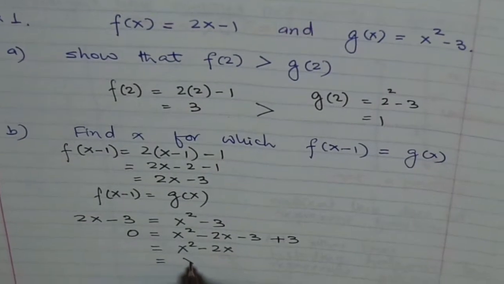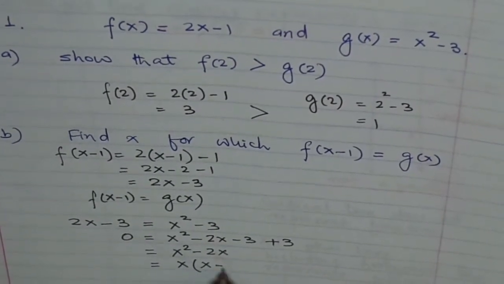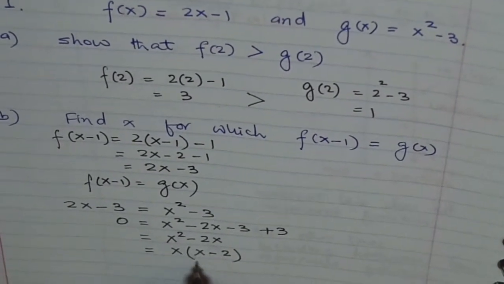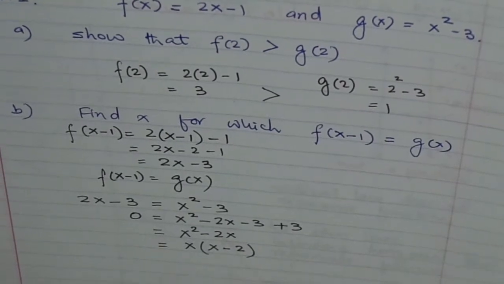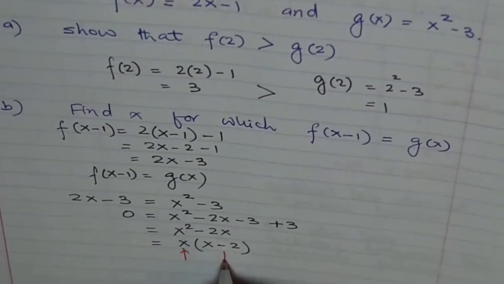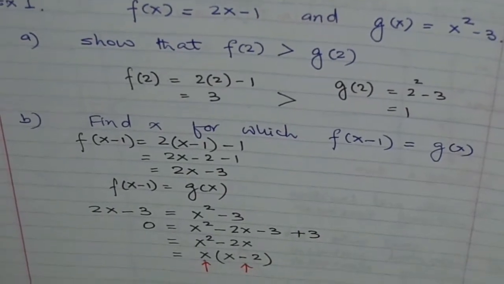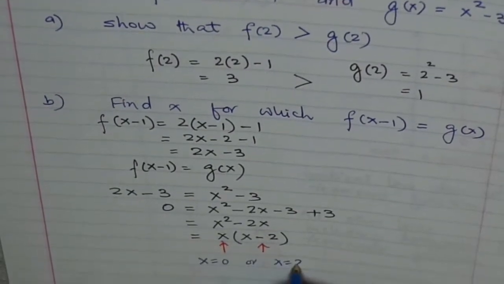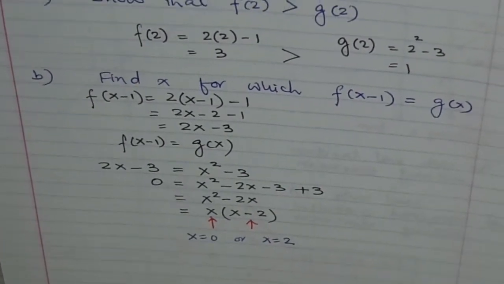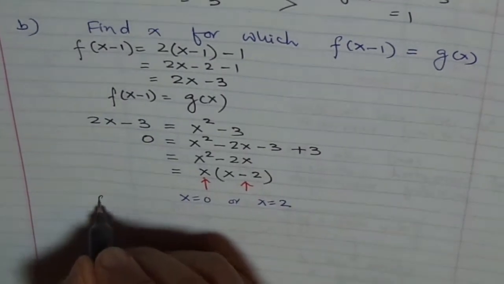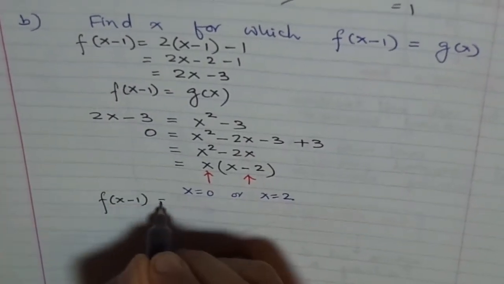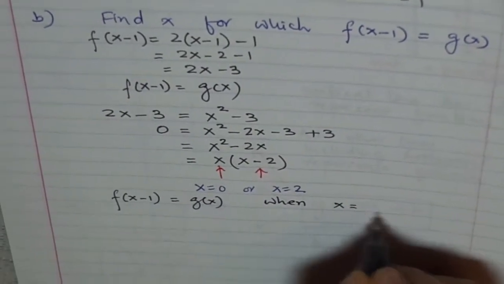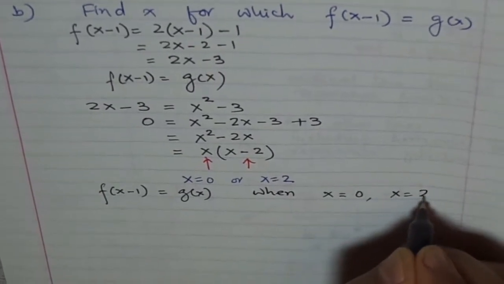We can take x common, x times x minus 2. Now when will x times x minus 2 be 0? We can equate this to 0 or this to 0. That means we have two solutions. One, x equals 0 or x equals 2. Therefore, we say that f of x minus 1 equals g of x when x equals 0 or x equals 2.